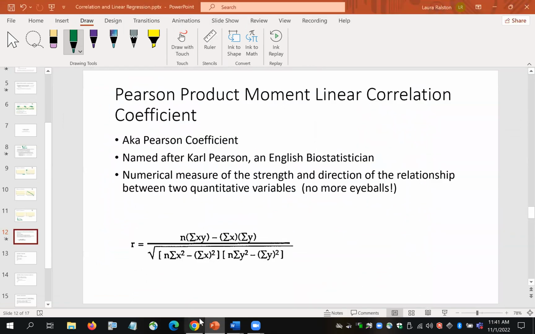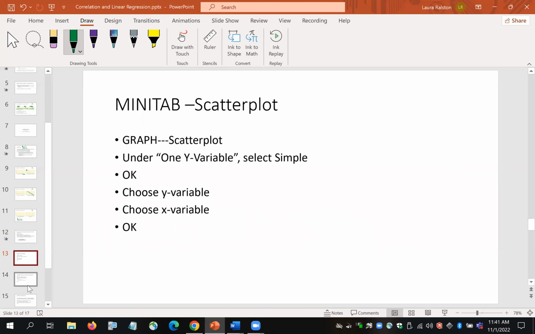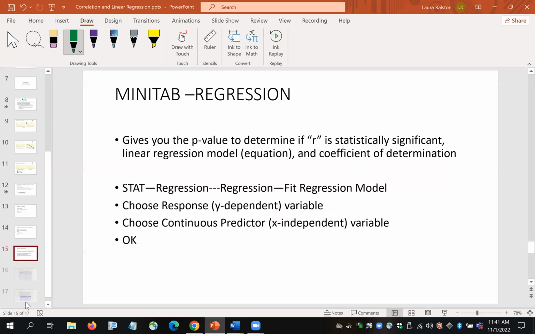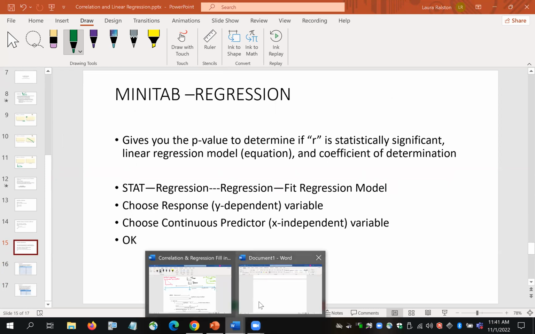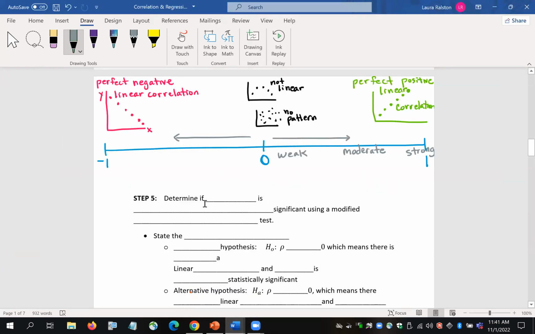Okay, let me see what else. That's the stuff on how to do it in Minitab. So that's what I've got left on the PowerPoint is how to do it in Minitab. After we've calculated our linear correlation coefficient, we can definitively say, yes, there is a relationship, or no, there's not a relationship, but we want to be able to say that without doubt. So we have to go one step further.